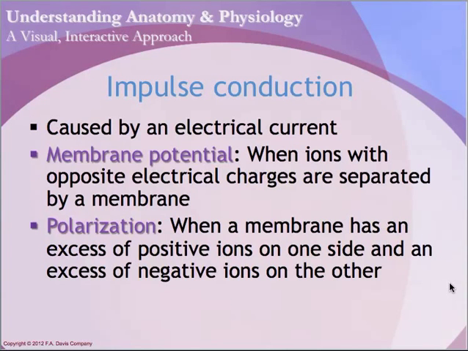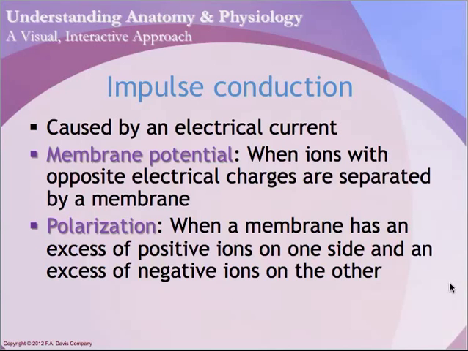So let's talk about impulse conduction, because this is what really happens within these neurons. It's caused by an electrical current. This results from a flow of charged particles from one point to another. In the body, whenever ions with opposite electrical charges are separated by a membrane, usually the cellular membrane, the potential exists for them to move toward one another, and this is called membrane potential. So that's opposite electrical charges separated by a membrane.